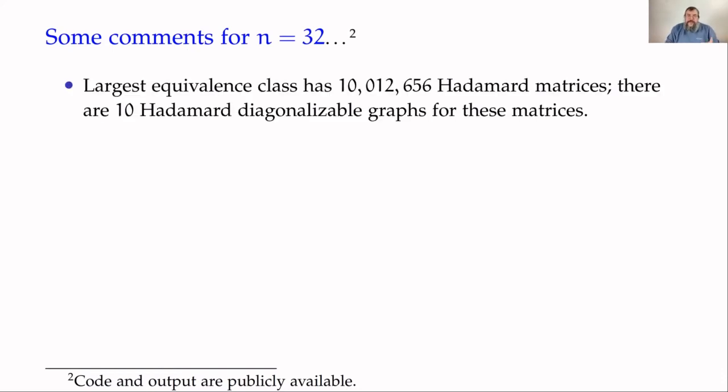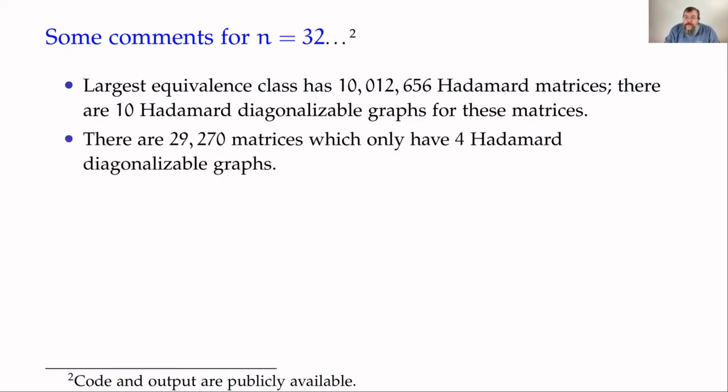Okay, so the first thing was that dot I was pointing to. There is an equivalence class which has over 10 million of the Hadamard matrices, which means if you just randomly pick a Hadamard matrix of order 32, very likely you're in this equivalence class. And there's only 10 Hadamard diagonalizable graphs for those matrices. So if you just start randomly picking matrices and start to try to find interesting graphs, well, it might take you a while because most matrices don't have very many.